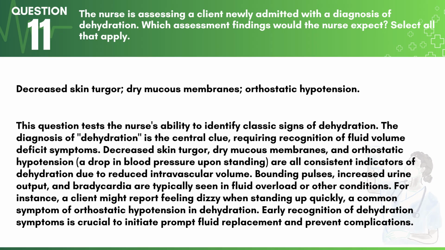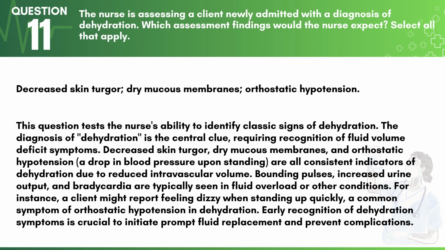Decreased skin turgor, dry mucous membranes, orthostatic hypotension. This question tests the nurse's ability to identify classic signs of dehydration. The diagnosis of dehydration is the central clue, requiring recognition of fluid volume deficit symptoms. Decreased skin turgor, dry mucous membranes, and orthostatic hypotension, a drop in blood pressure upon standing, are all consistent indicators of dehydration due to reduced intravascular volume.